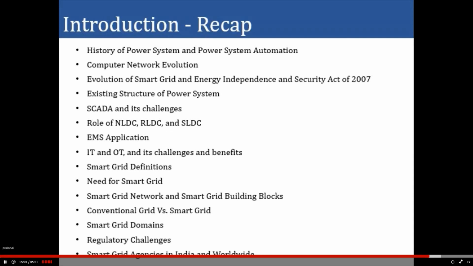From next video onwards, we will start our discussion on the smart grid architecture. We will try to understand how the layered architecture of the smart grid has been visualized, what is the role of individual layer, and why it is important to have that kind of architecture to be implemented for the realization of various power system activities.